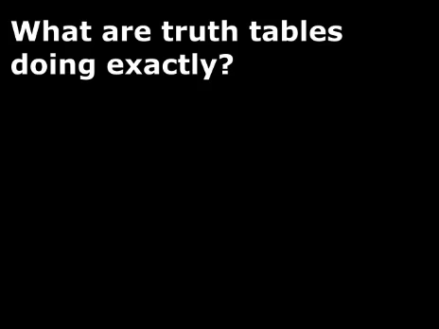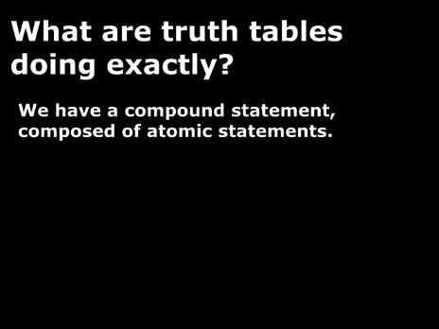So now you know how to construct a truth table. What are the truth tables doing exactly? Why are we constructing them, and what are they doing for us? Well, think of it this way. We have a compound statement which is composed ultimately of atomic statements. By ultimately, I mean the compound statement we're interested in might be composed of compound statements which are composed of compound statements, but eventually we're going to get down to the atomic statements.